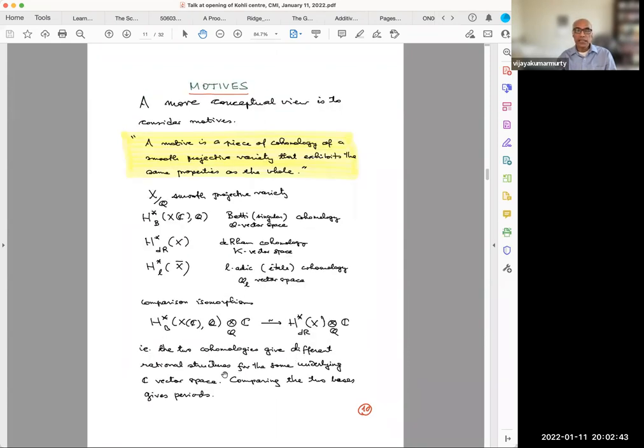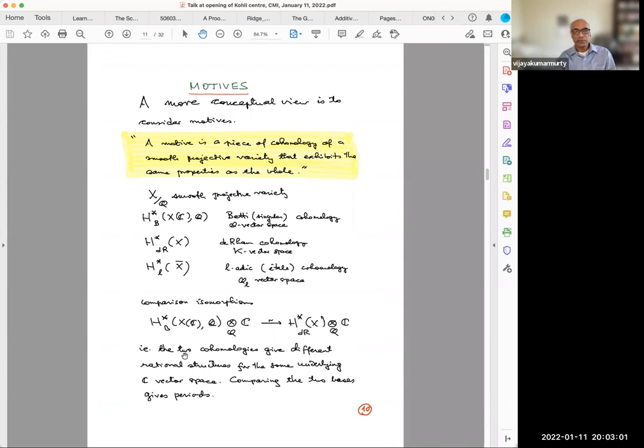The two cohomologies give different rational structures of the same underlying C vector space, and comparing the two bases gives periods. In other words, if you integrate, or if you pair a basis vector here with a basis vector here, then what you get is a period.